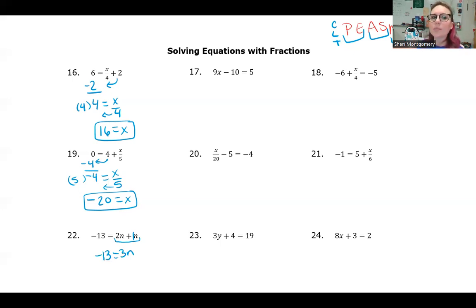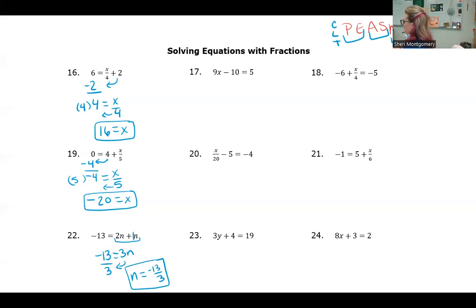And then to get N all by itself, I'm multiplying by 3, so I need to come over here and divide by 3. Does 13 divided by 3 work out? It's going to give us a decimal. We don't want decimals. So we just get N is equal to -13/3. And that is your answer.